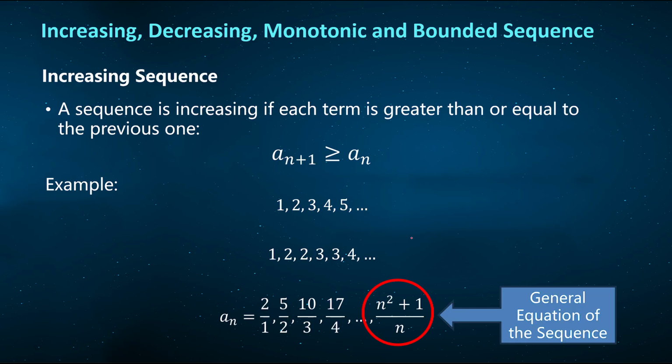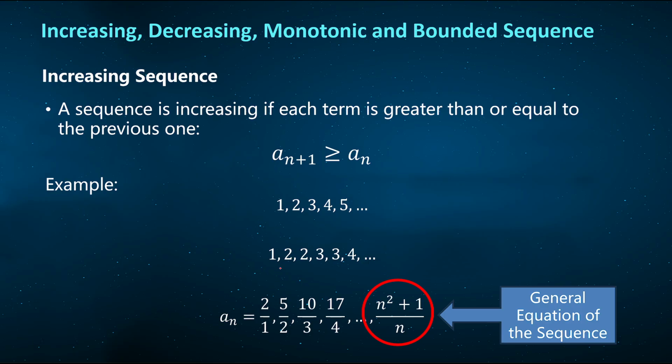So next, here's the classification of our sequence. So we have this increasing sequence. So when you say increasing sequence, each of its terms is increasing. So for example, we have 1, 2, 3, 4, 5. So it increases. Okay, it is in ascending order. Okay, another example, we can have 1, 2, 2, 3, 3, 4. Okay, so it's still increasing.